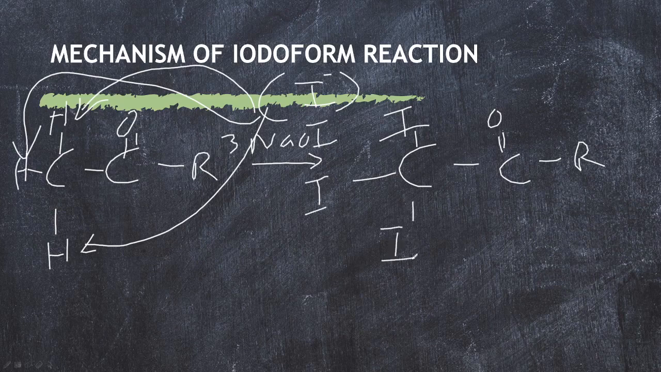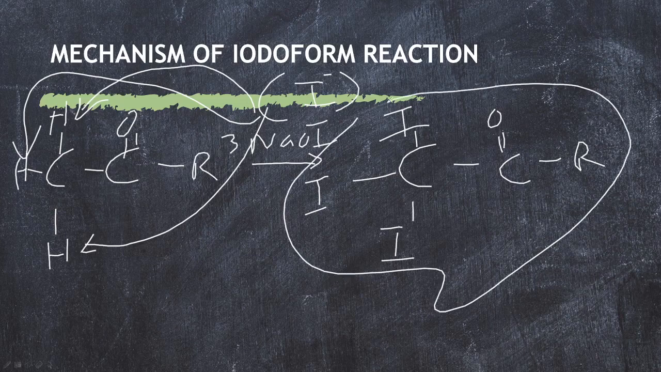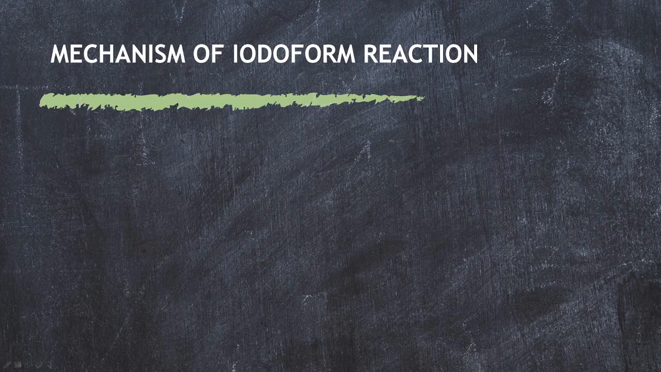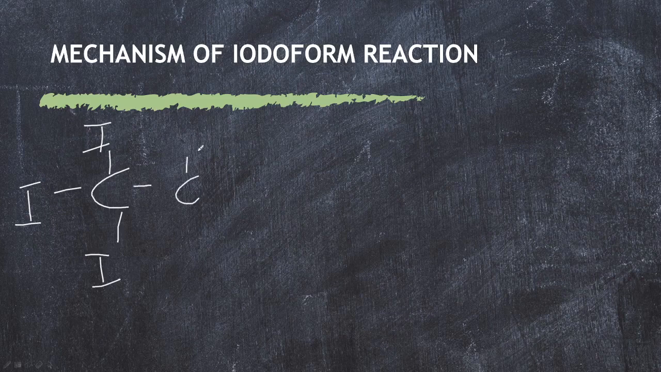Now we've concluded that we have this. Let me keep going with the mechanism, so let me erase all of this. Now we have a tri-substituted methyl group, with a double bond to O and a single bond to R.